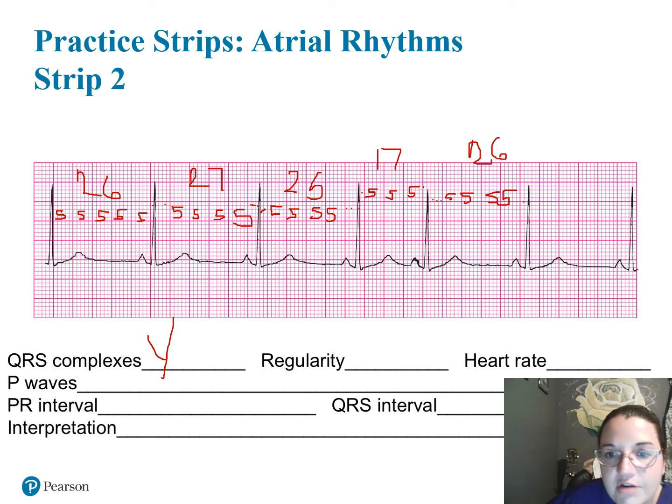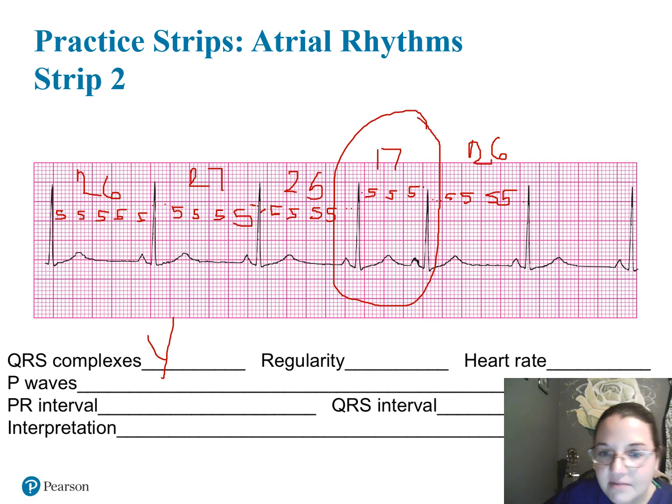So you'll notice 25, 27, 26, they're within 2 boxes different from each other. But 17, I'm having a big jump, right? So I am regular, but I am interrupted by what? A premature beat. That beat came too soon.